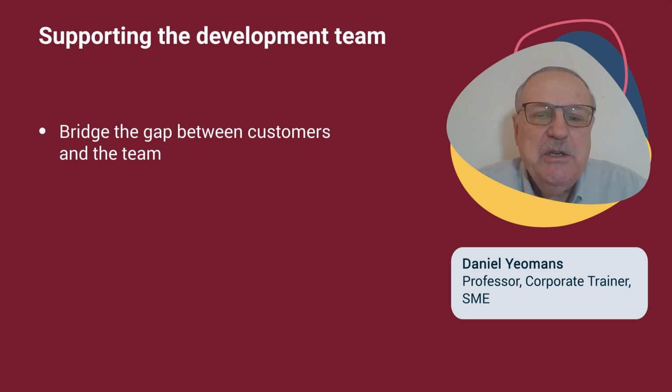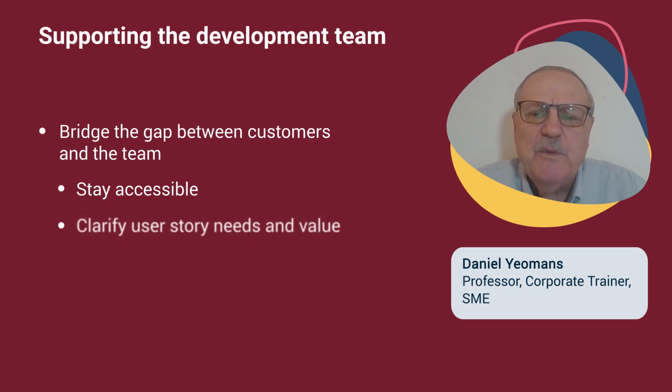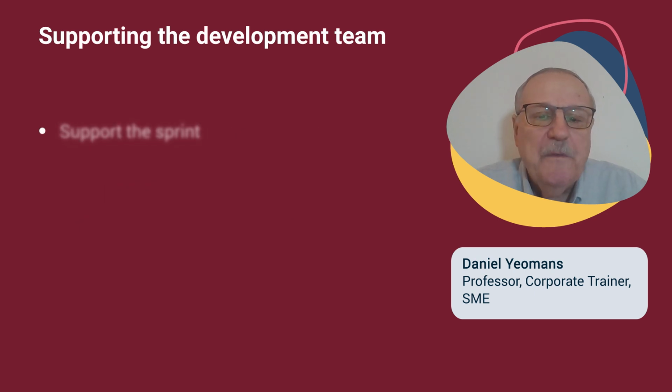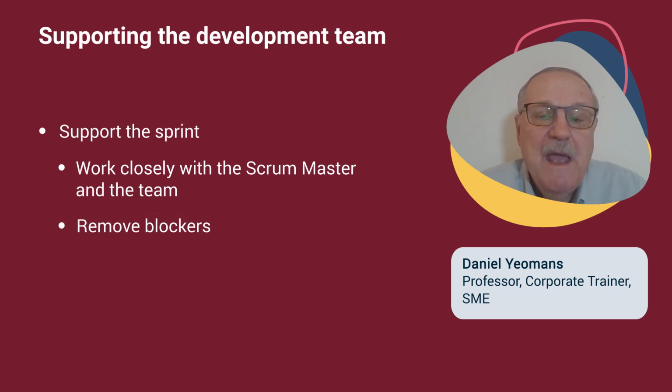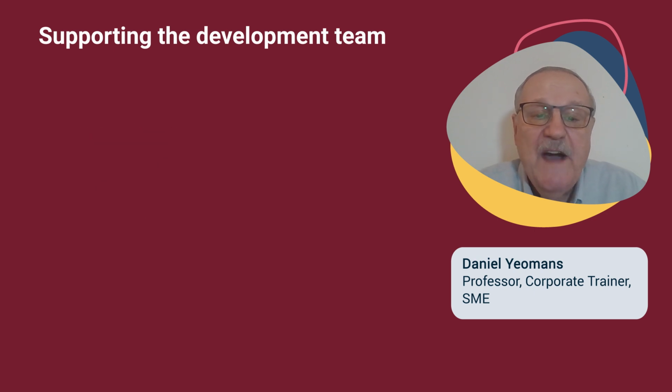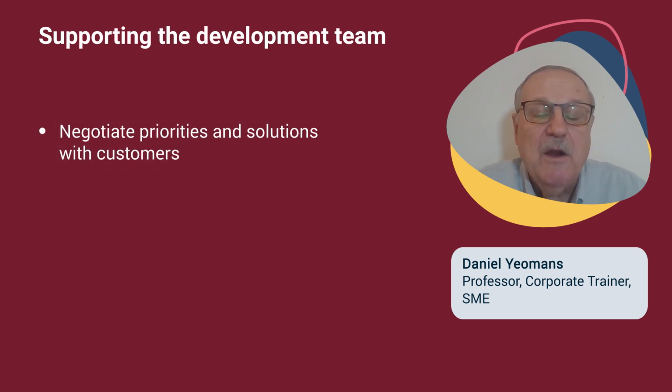Some things that they can do to support the development team include, number one, be accessible. Be able to respond to questions regarding user story needs and value. Secondly, support the sprint. Work closely with the Scrum Master and the team to eliminate any blockers that may develop that impact the team's ability to get to done. And finally, be willing to negotiate priorities and solutions with customers to ensure the team's capacity, skills, and dependencies are met.